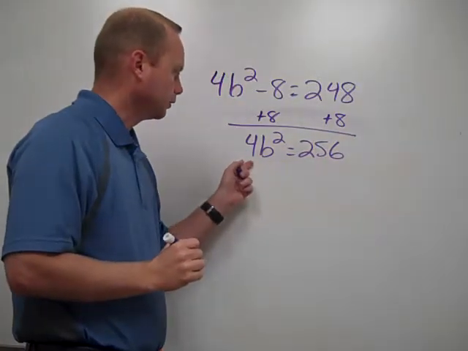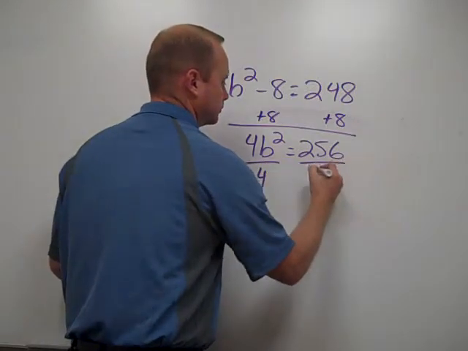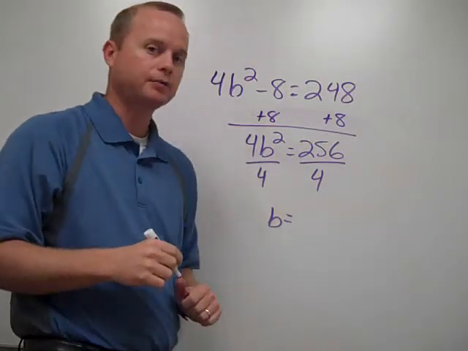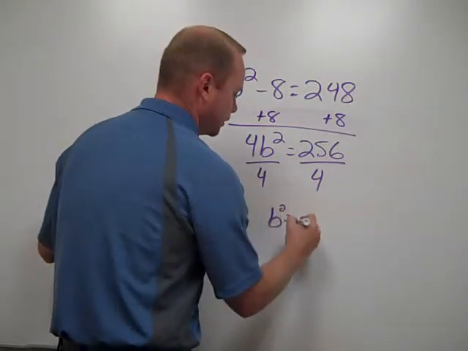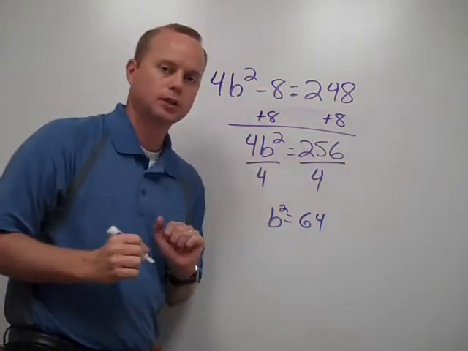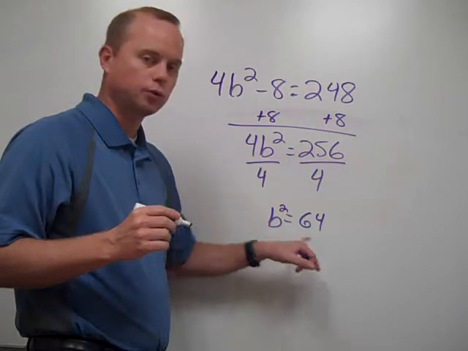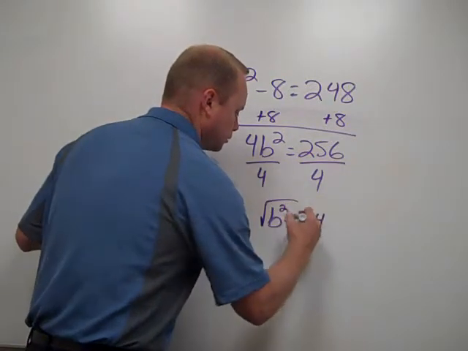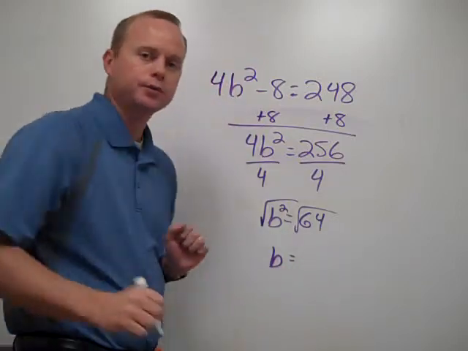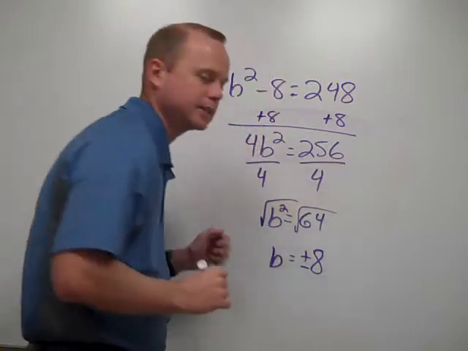Okay? Now, I've got 4 times b squared, so the opposite is going to be to divide by 4. b squared equals 256 divided by 4. So this would be b squared equals 64. Now, I've got that isolated. Now I just have to take the square root of both sides. B squared is just b. Square root of 64 is 8. My answer is plus or minus 8, either one.